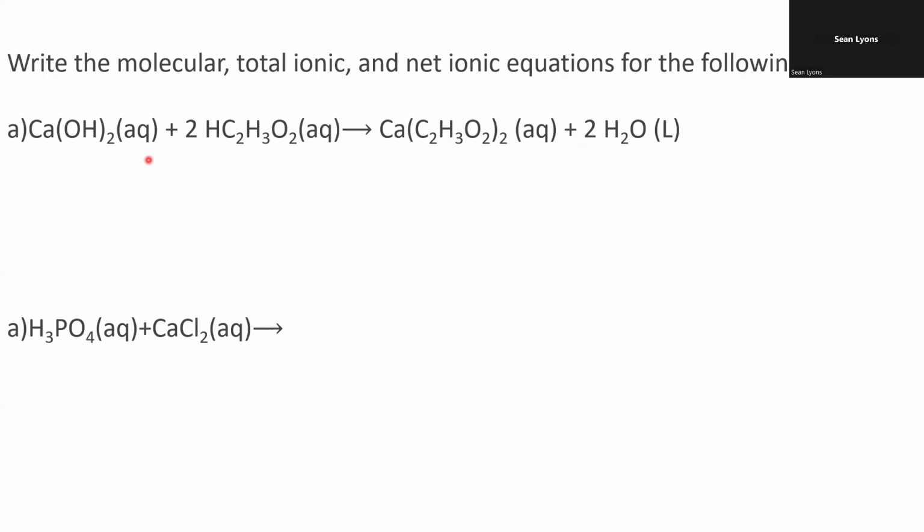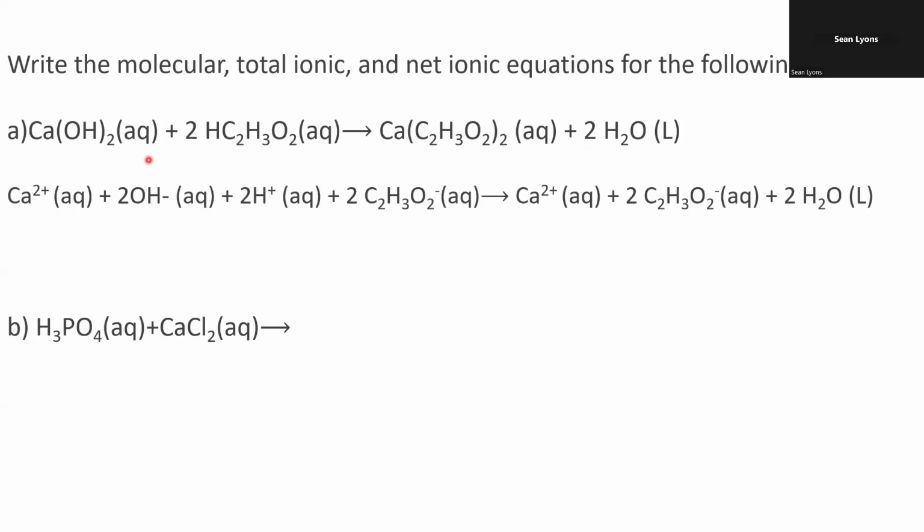So with the total ionic equation, all of these aqueous solutions are going to dissociate. So when we look at calcium hydroxide, it gives us that one calcium ion, +2 charge, but it also now gives us 2 of these hydroxides, and each of those are -1.